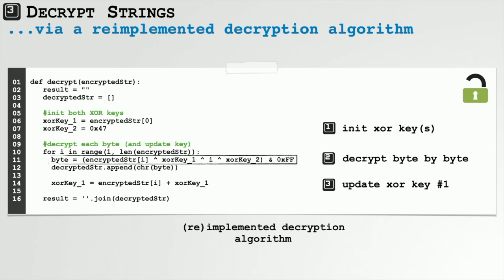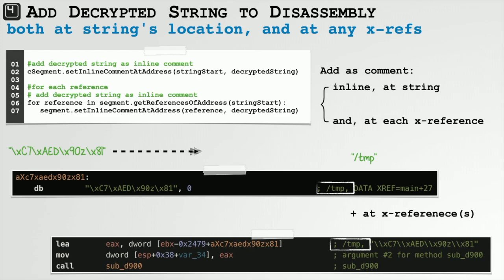We see we init the XOR keys. The first XOR key comes from the encrypted string itself. The second one is hard-coded to 47. And then what we do is we just iterate over each byte of the encrypted string, applying the decryption XOR keys. End result is we will have the decrypted string. Now we have the decrypted string.